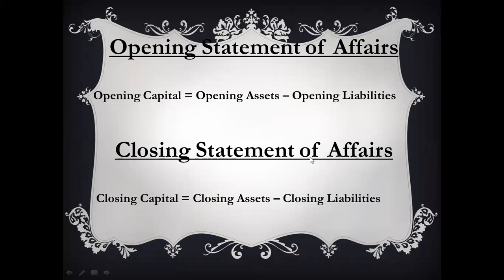Closing statement of affairs. It is prepared at the end of the accounting year to find out closing capital balance. It reflects closing assets and closing liabilities. If assets are greater than liabilities, it represents closing capital, whose formula is: closing capital is equal to closing assets minus closing liabilities.